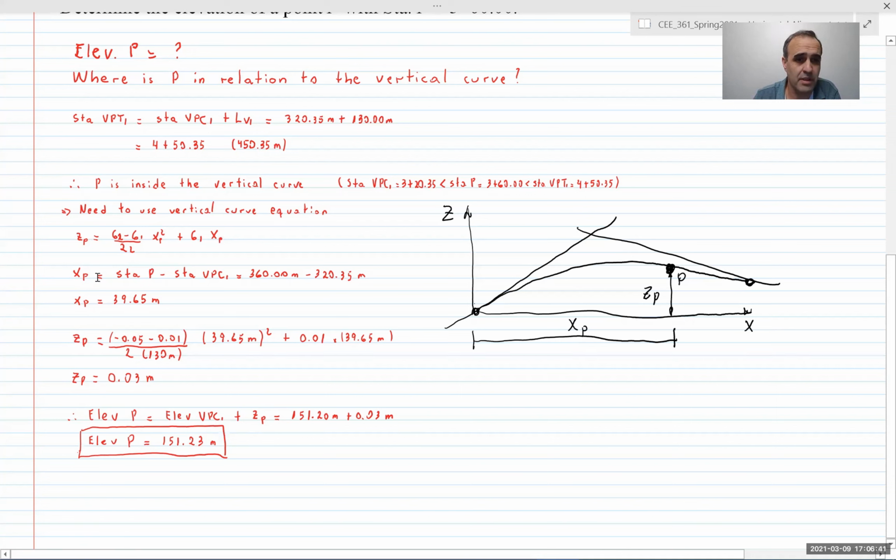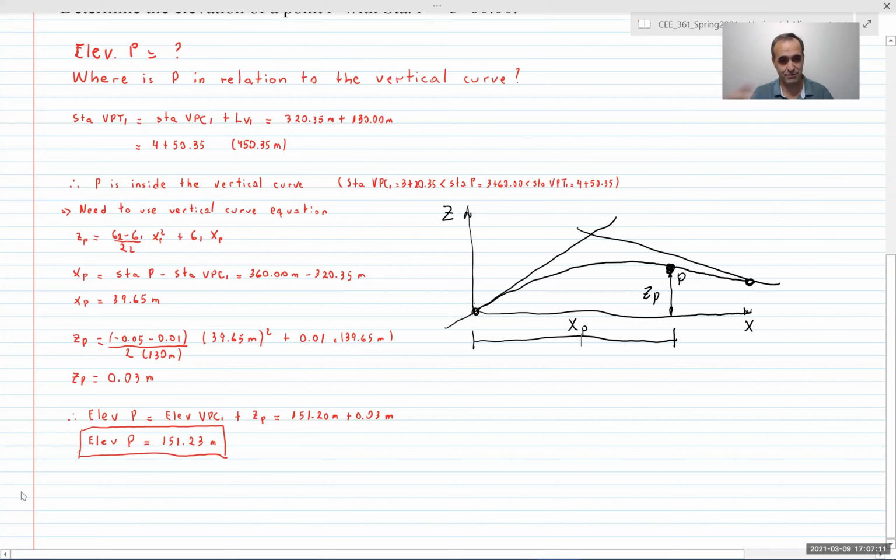So first, let's determine the X sub P: the station of P, the station of this point here, minus the station of this other point. I have the two values. Both of them were given to us. So the distance is 39.65 meters. And then I plug that value into the equation. I get a value of 0.03 meters. So it's just 3 centimeters, less than 1 inch, right? So something like that from the beginning of the curve.